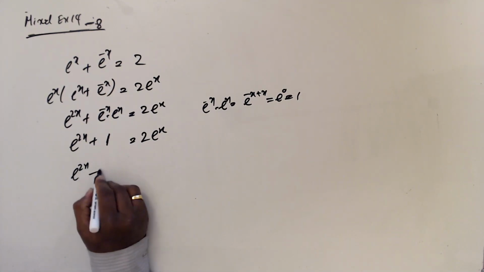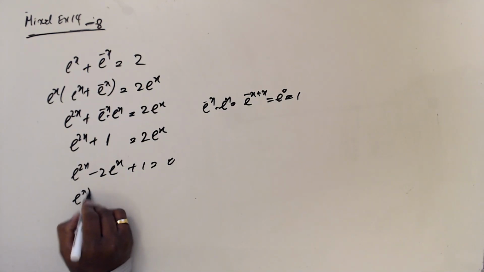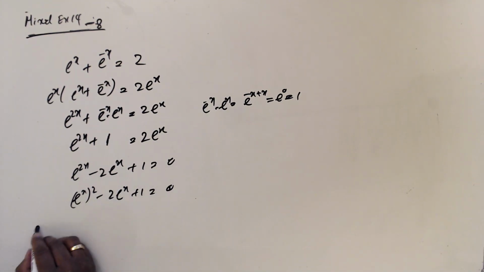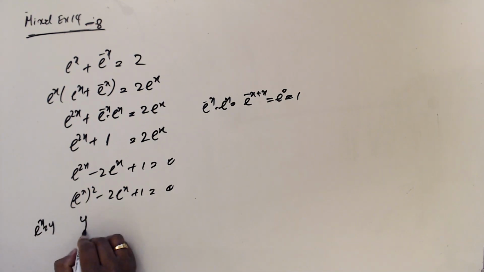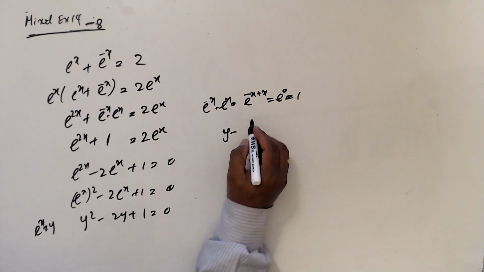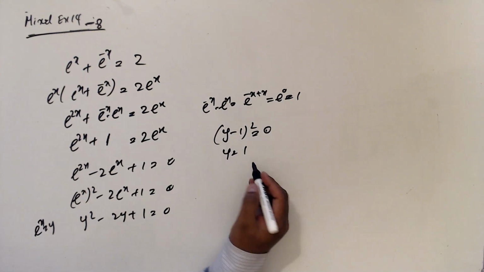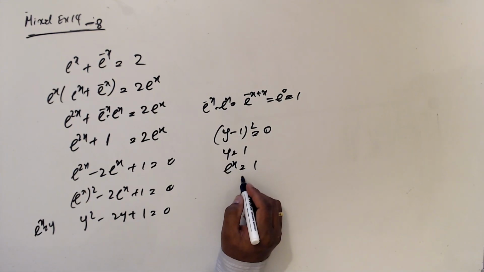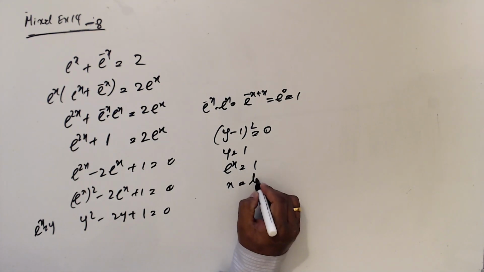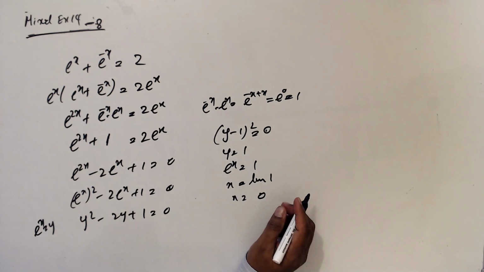So e^2x minus 2e^x plus 1 equals 0. So this is e^x squared minus 2e^x plus 1 equals 0. So let e^x equal y. So y square minus 2y plus 1 equals 0. So this is going to be y minus 1 squared equals 0. Then y equal 1. So e^x equal 1. So x equal ln 1. So x is going to be 0.